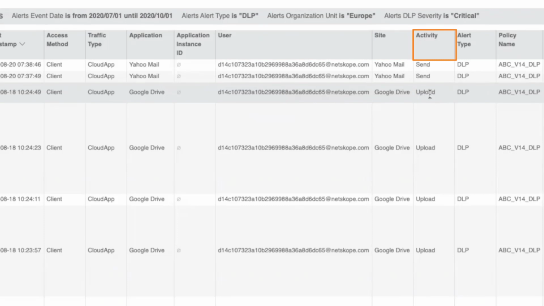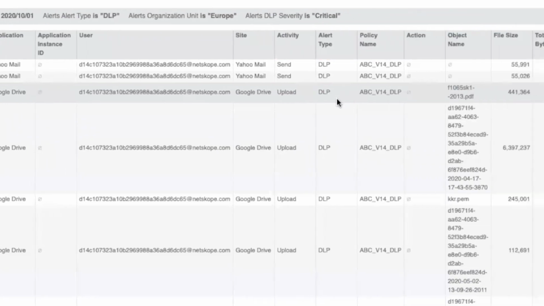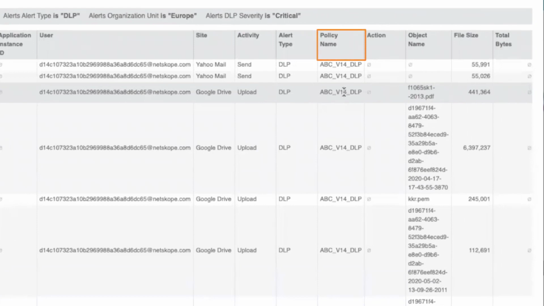So I can see what activity was generated and how it is relevant to a type of incident, because I would need to know if this was an upload or a download, and what the potential exposure was for the organization. In this case, it's always going to be a DLP alert type, but I can create and customize a new tile that focuses on other types of alerts. I can also see the policy name that was triggered and the object name, relating this back to a specific file, with details on the file size, etc.